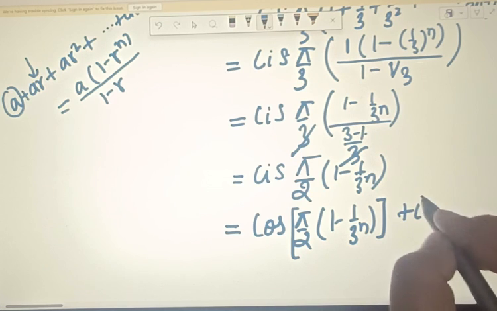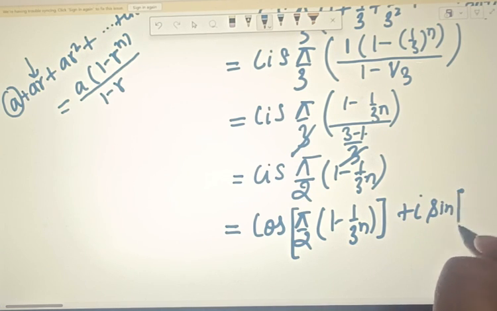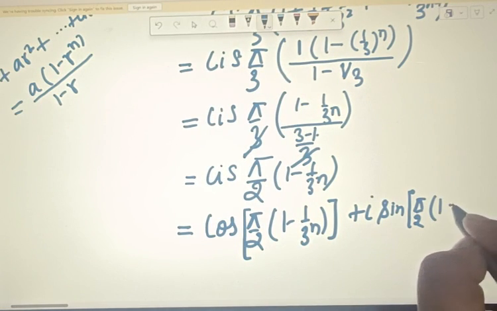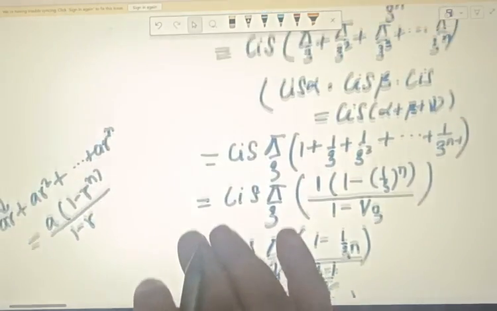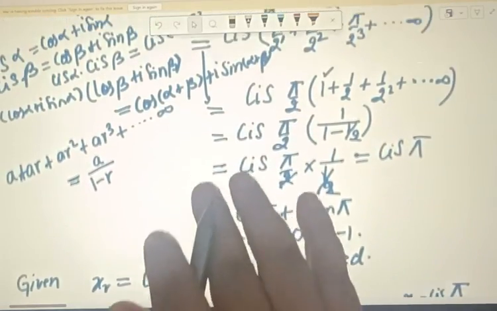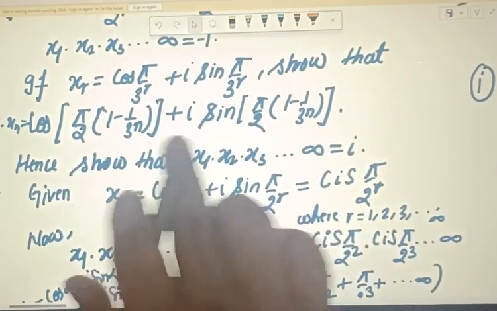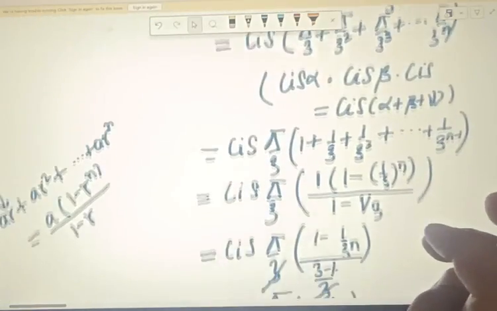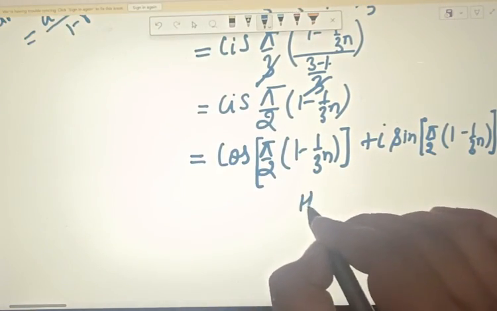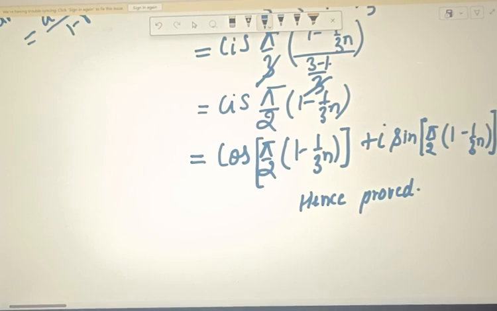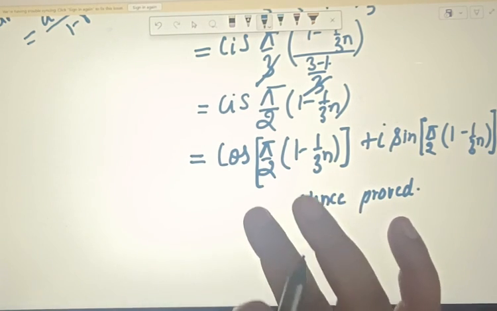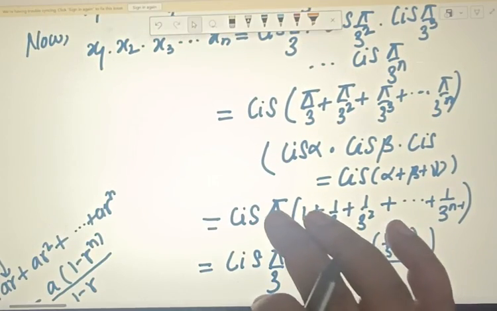plus iota sin(π/2) times (1 − 1/3^n). So this is the product of the first n terms, which is proved. Hence proved. The methodology is very simple to prove. You need to follow the simple steps, and you will be awarded 5 marks in your examination for such questions in a single part. If both parts are asked, you will be awarded 10 marks.